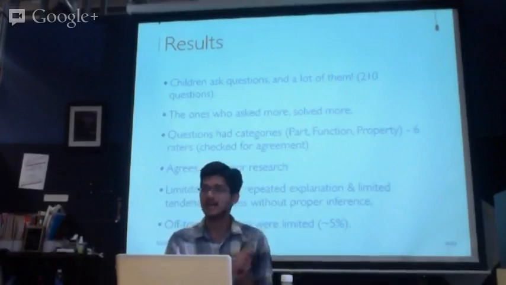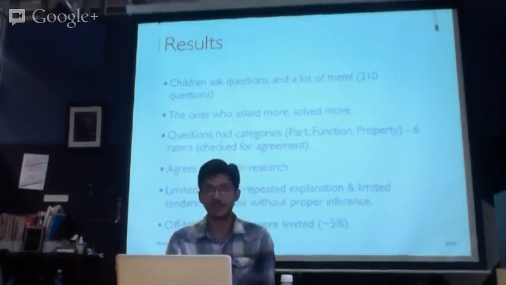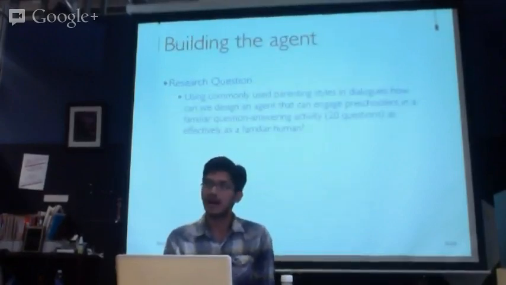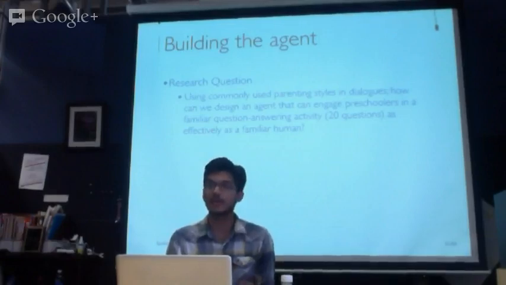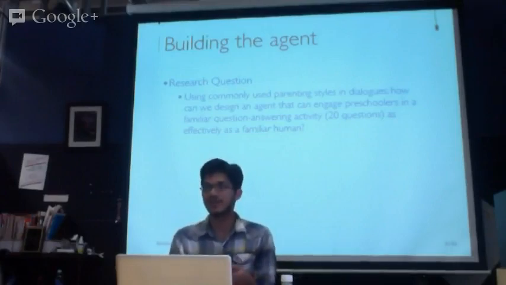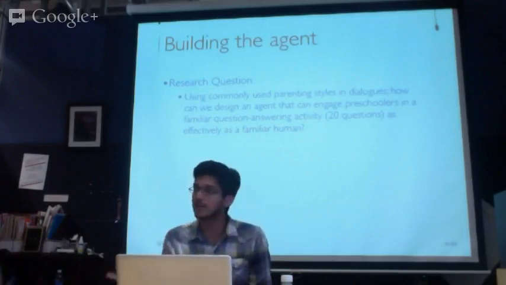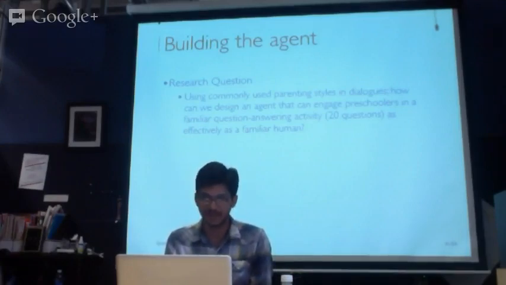So once we had done the feasibility study and it was pointing in positive directions, we started building the agent. While building the agent, we tried to derive or use the basic, standard methods that parents use in talking to children. There is some work on that as well. So we were using some of that dialogue theory to design our agent. The point was to explore if we can design such an agent and if we can engage kids in such an activity.